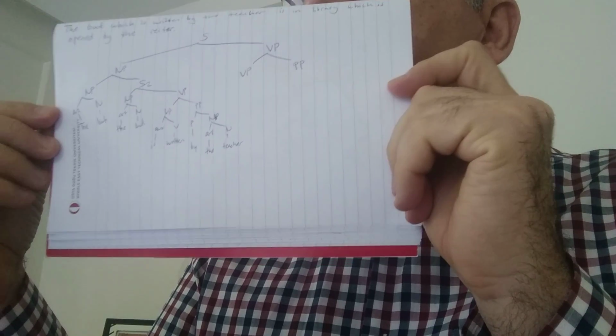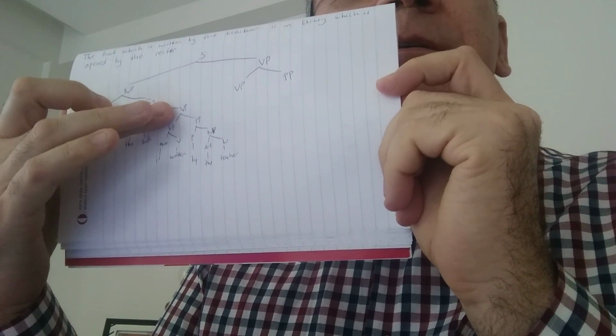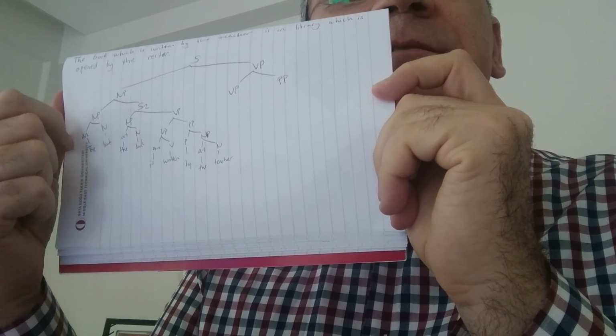Verb phrase part is divided into 2. Verb phrase and prepositional phrase. Verb phrase is divided into 2. Auxiliary is, verb written. And prepositional phrase is divided into 2. Preposition and noun phrase. Preposition is by and noun phrase is article the, noun is teacher. So look at the diagram here. The book. Sentence 2. The book. Verb phrase is written. Prepositional phrase. Preposition by. Noun phrase. The teacher.